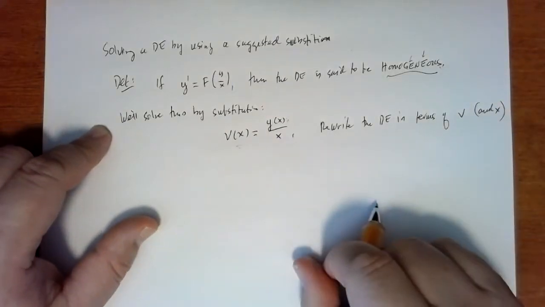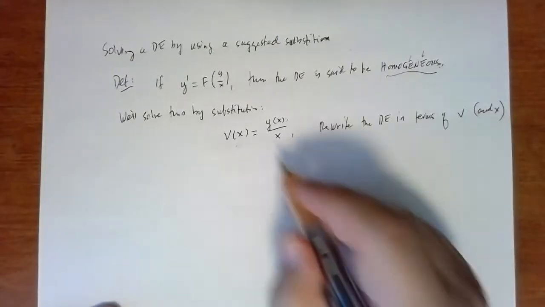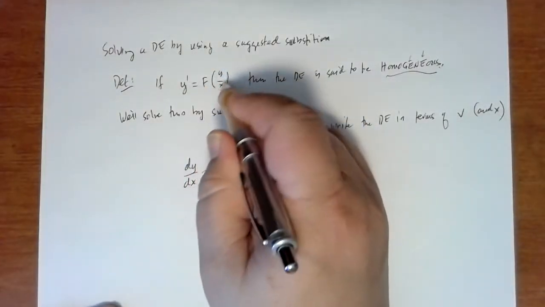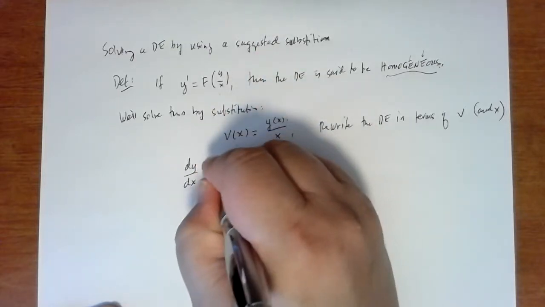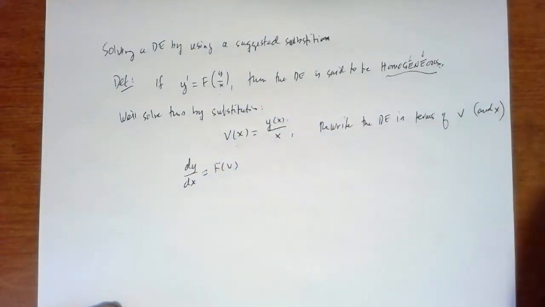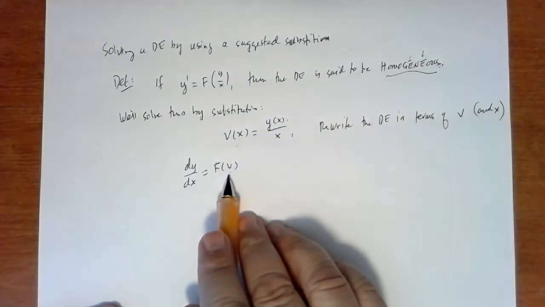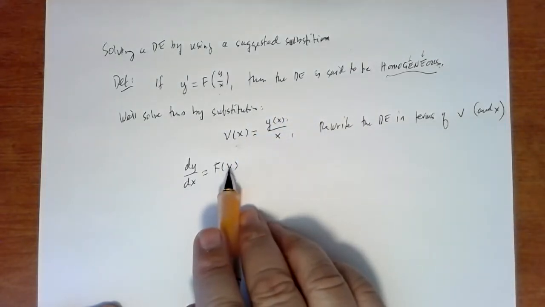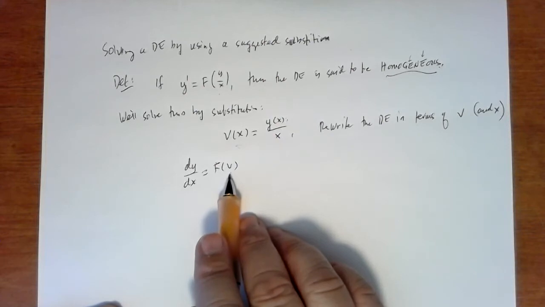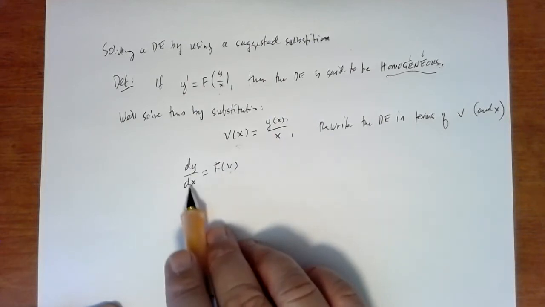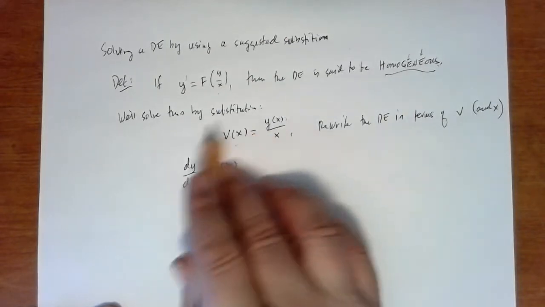Okay, so well, the first part's easy, right? Since this is y over x, all I have to do is just say this is f of v. Okay, so this is just a function of one variable now. There's no extra x's in there. This is just a function of v. Boom, what am I going to do with this thing? Uh-oh, I'm stuck. Oh, I can use this thing somehow.